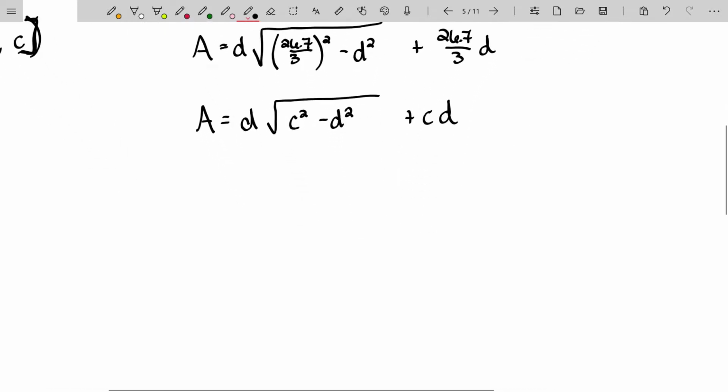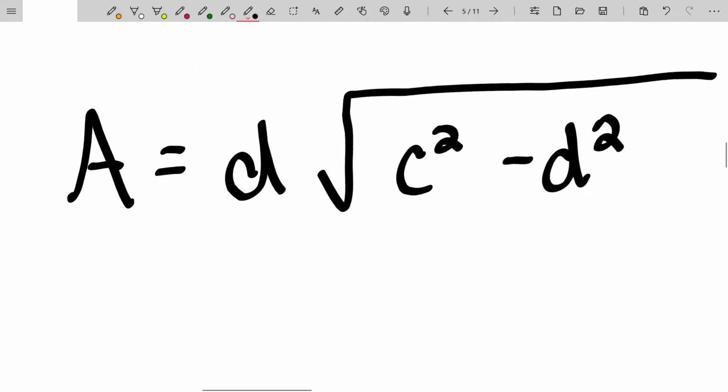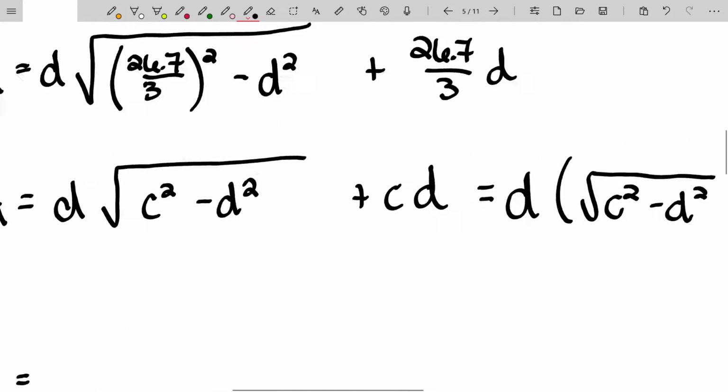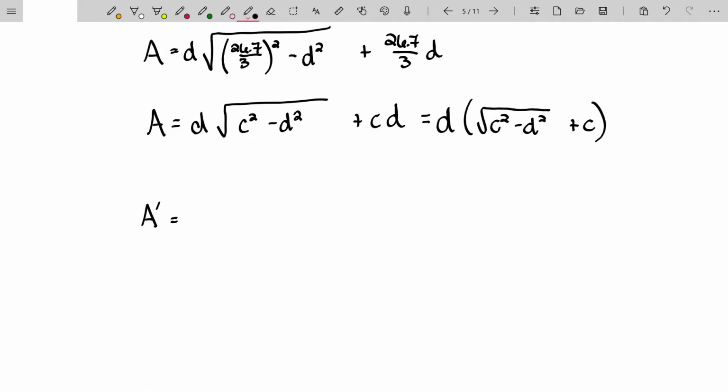Anyhow, so let's go ahead and find the critical numbers of this equation. Remember, the critical numbers occur when A prime is 0 or A prime does not exist. Well, A prime is equal to, you know what, I'll do it like this. This is D times the square root of C squared minus D squared plus C. That way I don't have to do a product rule and then another derivative. I could just do a product rule. That's good. When I say A prime, it's the derivative of A with respect to D.